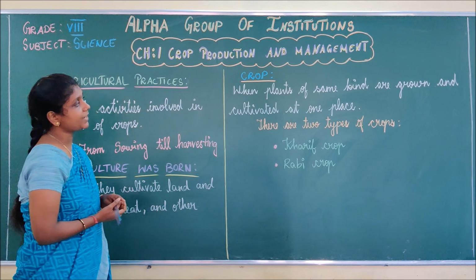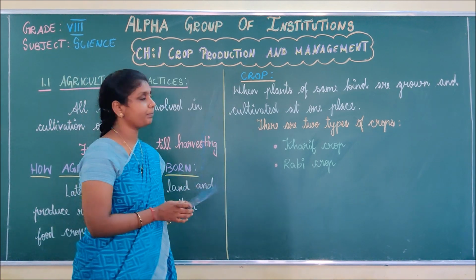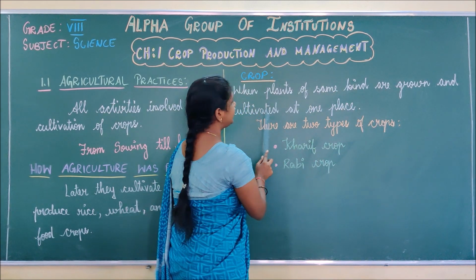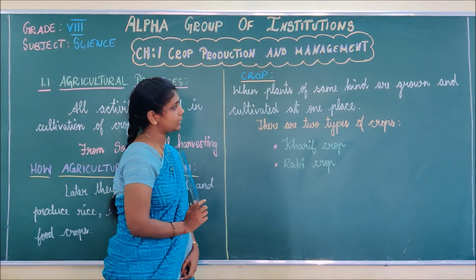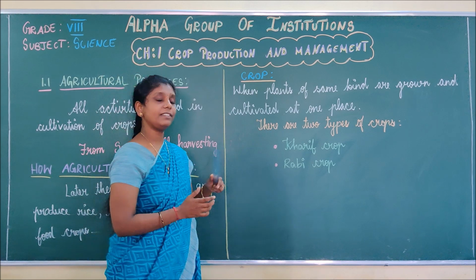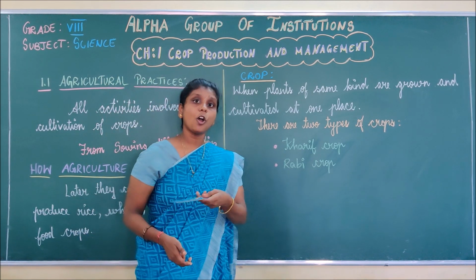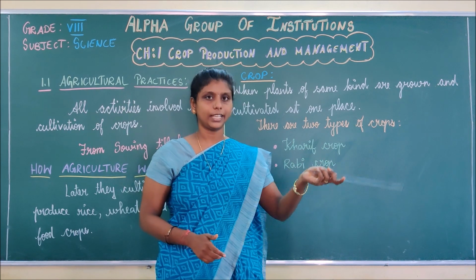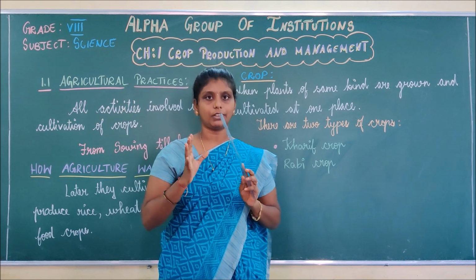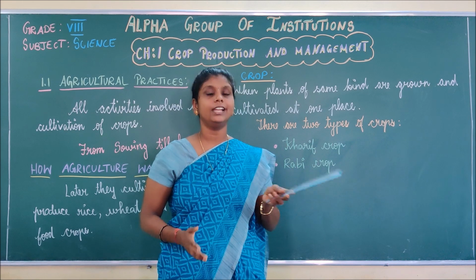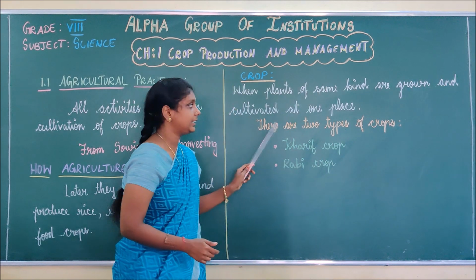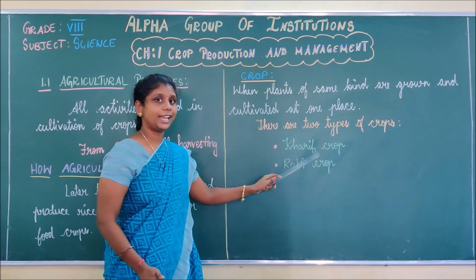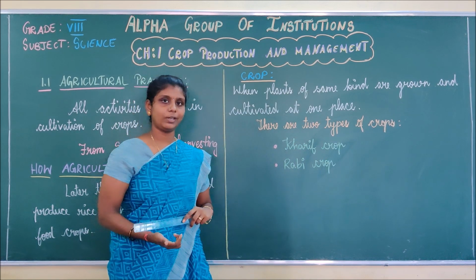Next, we are going to discuss what a crop is. When plants of the same kind are grown and cultivated at one place, it is called a crop. For example, take wheat. In a whole agricultural area, only wheat is cultivated on a large scale. That is called a crop. There are two types of crops. First is kharif crops. Next is rabi crops. Do you understand?